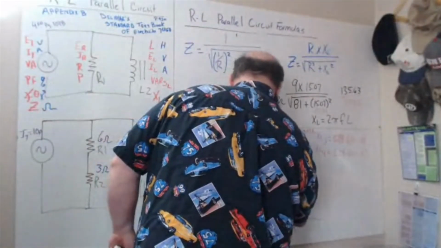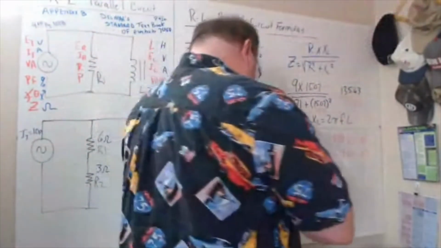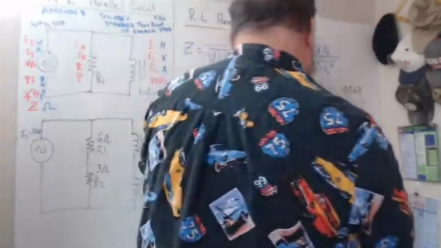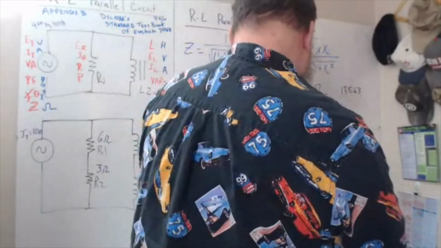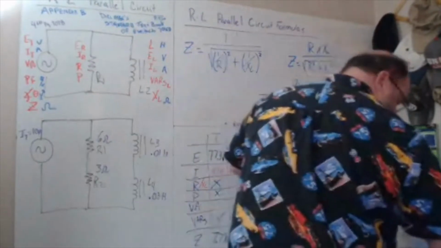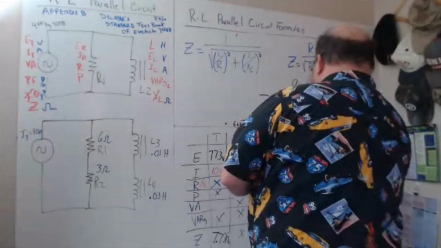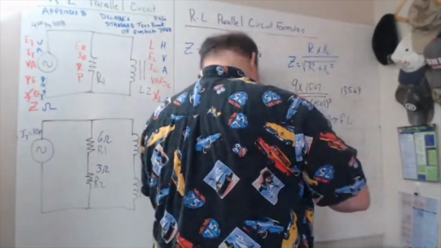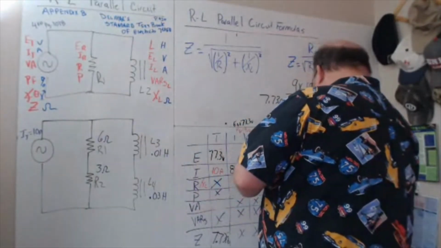8.6 amps. And then 77.3 divided by 15.07 gives us 5.1, and 5.1 amps.